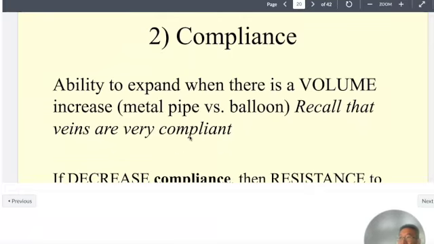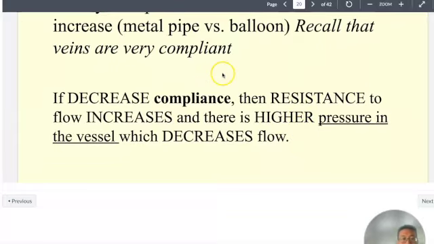Compliance. Again, we saw how much a blood vessel can expand to accommodate the blood. Ability to expand when there is volume increase. For example, a metal pipe cannot, but a balloon can. Recall that veins are very compliant. If there's a decreased compliance, so it doesn't stretch, the resistance increases.